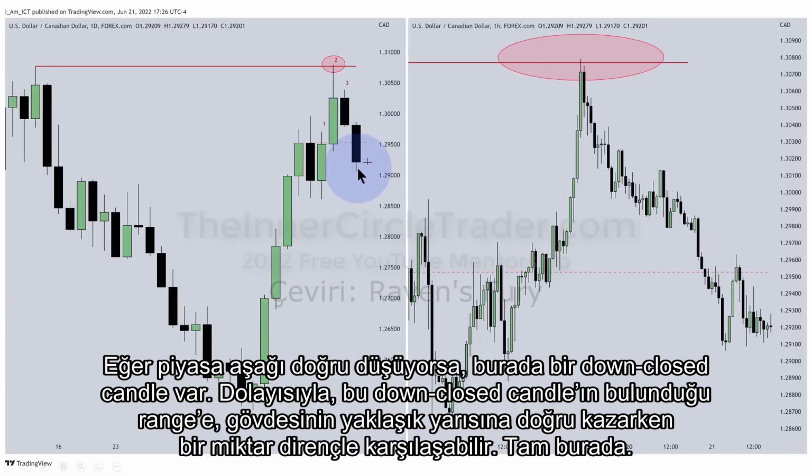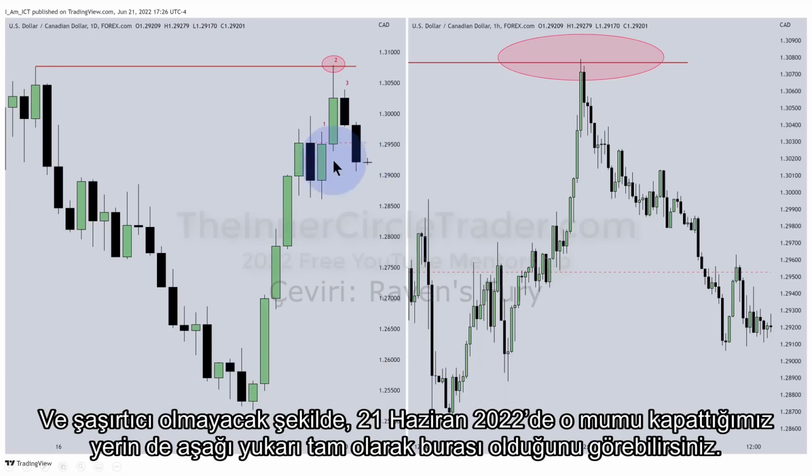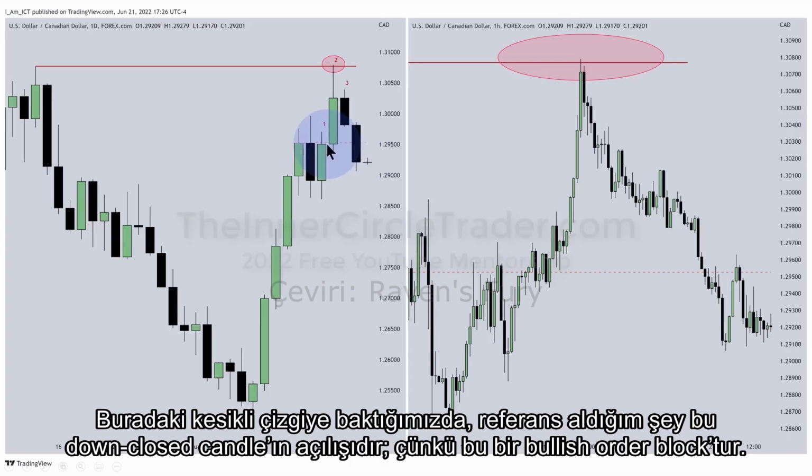If it's dropping down, we have this down close candle here. So it could be met with some resistance digging into this range of this down close candle. About half of its body right in here. And not surprisingly, you can see that's pretty much where we closed that candle here on the 21st of June, 2022. So when we look at this dashed line here, what I'm anchoring to is the opening on this down close candle, because that is a bullish order block.